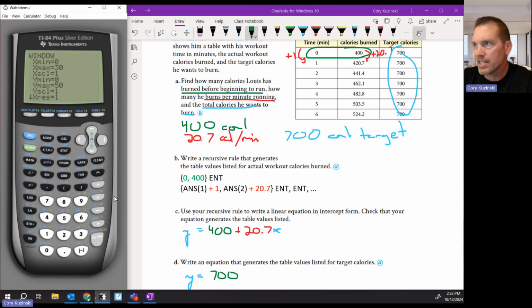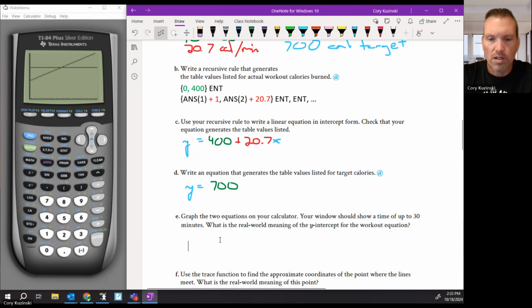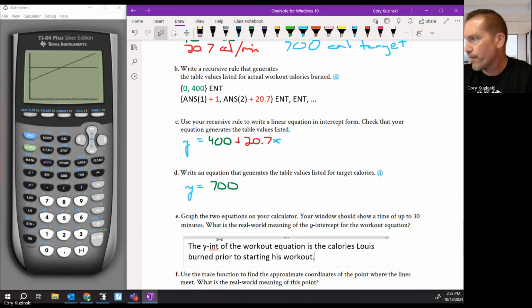And how many calories are we going to burn in that time? I don't know, let's go 1,000. Graph it. Did it just about. Oh, there's our 700. Okay. Graph the two equations. Your window should show. What is the real world meaning of the y-intercept of the workout equation? Okay. Well, the y-intercept of the workout equation is the calories Lewis burned prior to starting his workout. That was the 400, right?